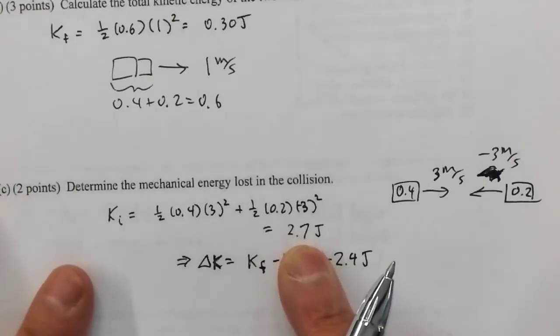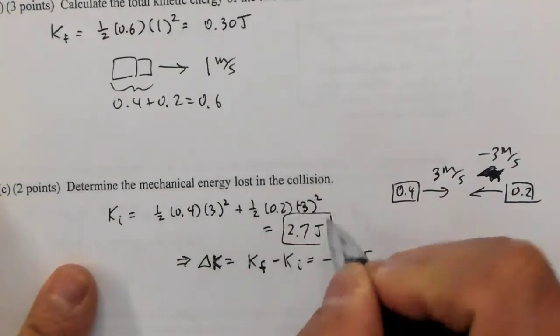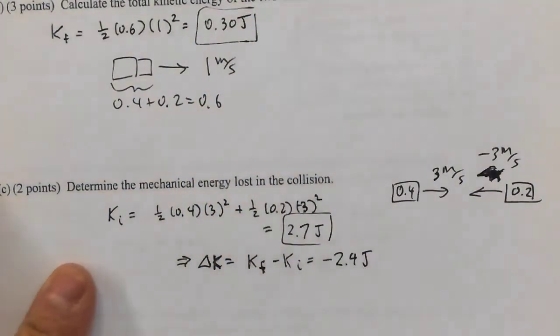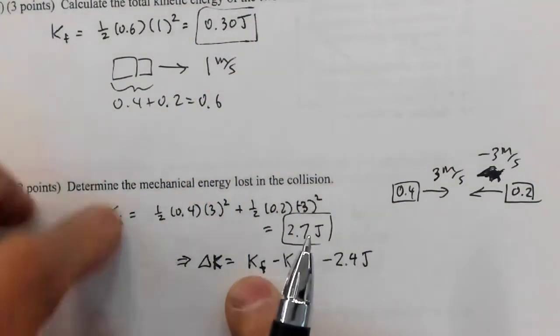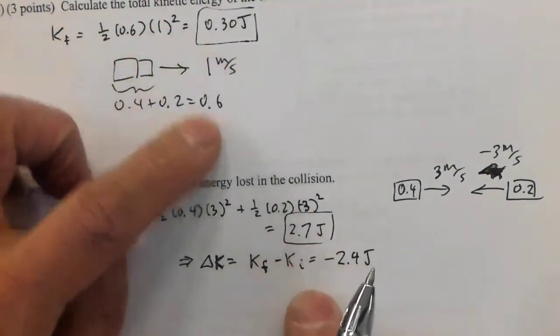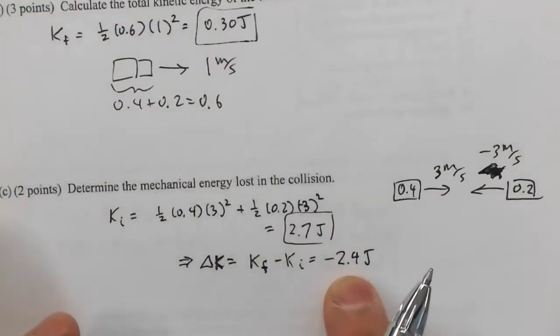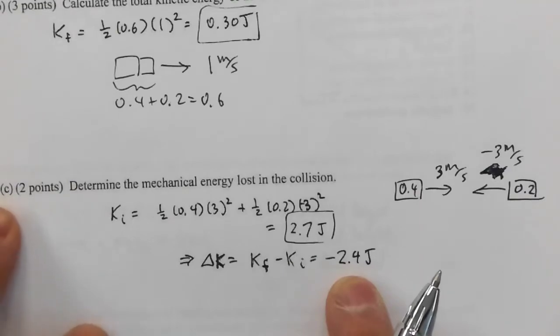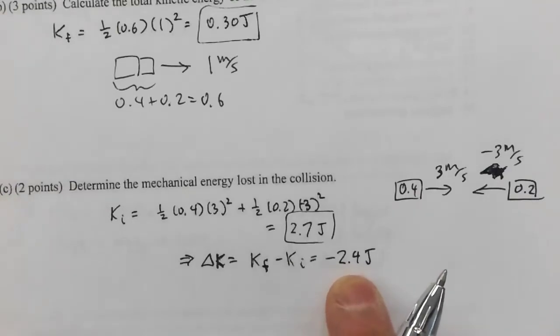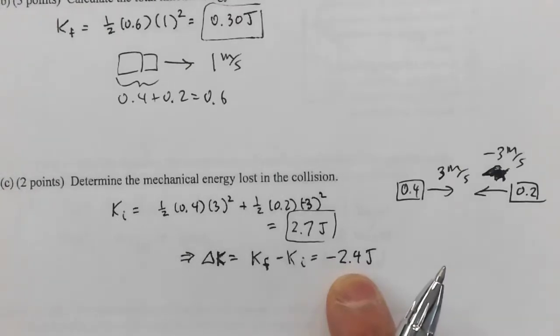Now we can compare the two. This is the initial. This is the final. So the change is defined as the final minus the initial. So 0.3 minus 2.7, you end up with negative 2.4 joules. So you lose this mechanical energy. It goes into something like heat.